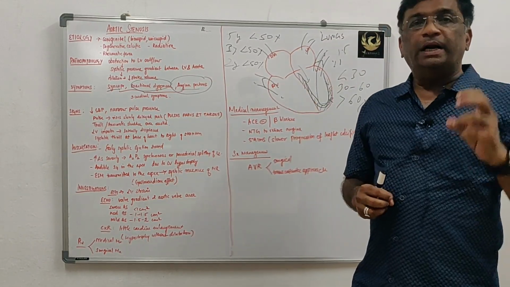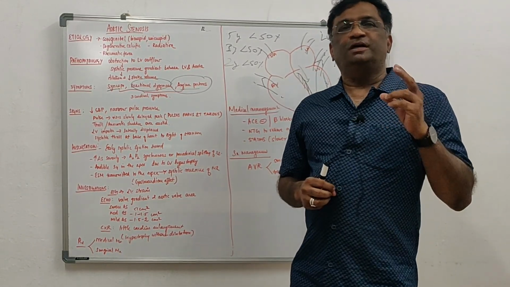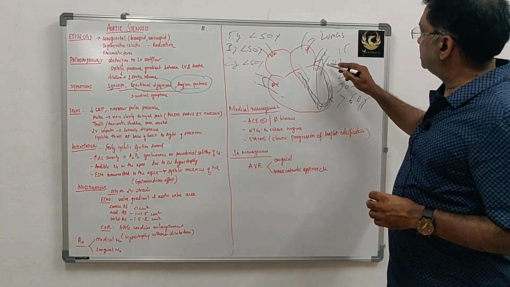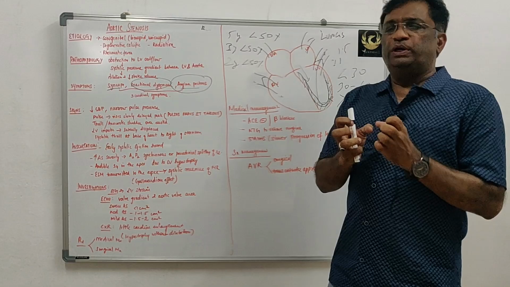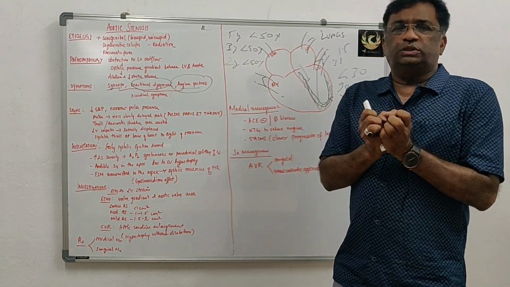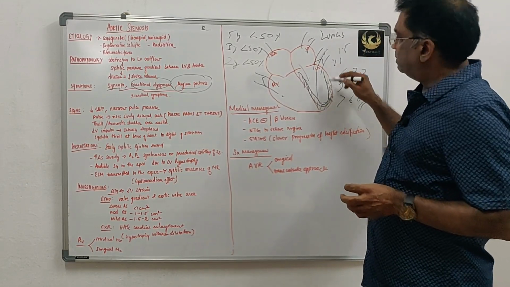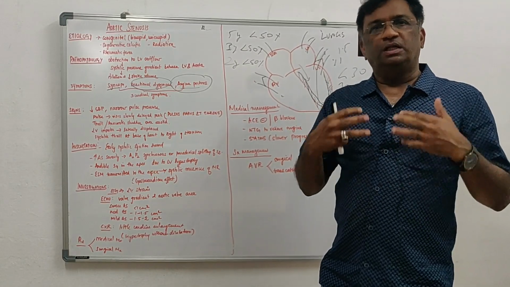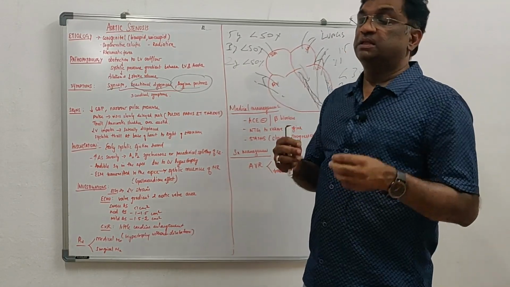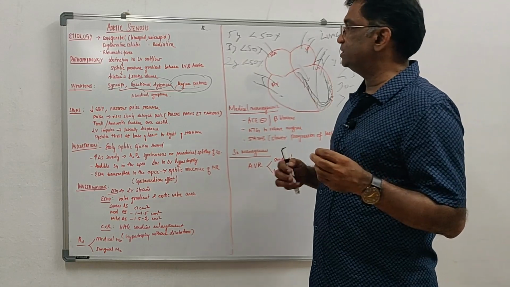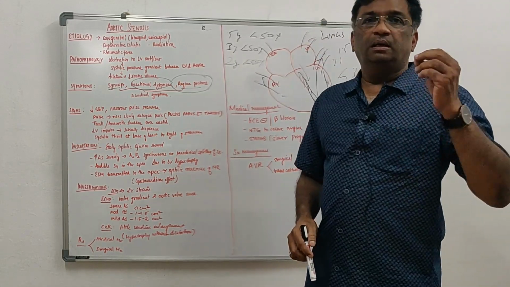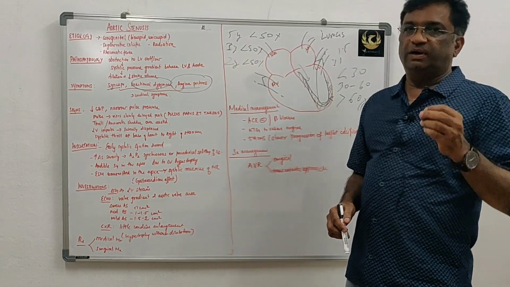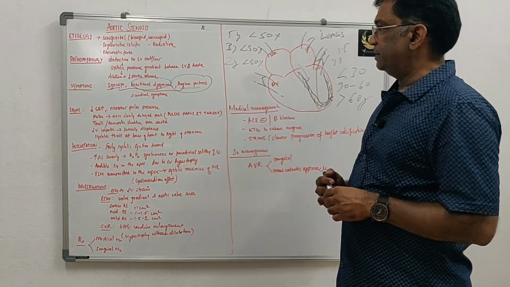Otherwise, one important complication of aortic stenosis is sudden cardiac death. See what happens, there's so much stenosis, when you exercise, hardly any blood goes out. If there is no cardiac output, the heart will go in for arrhythmia and the patient can develop sudden cardiac death. That's an important dreaded complication of aortic stenosis. So that again tells you that the patient needs to undergo a valve replacement once they become symptomatic.